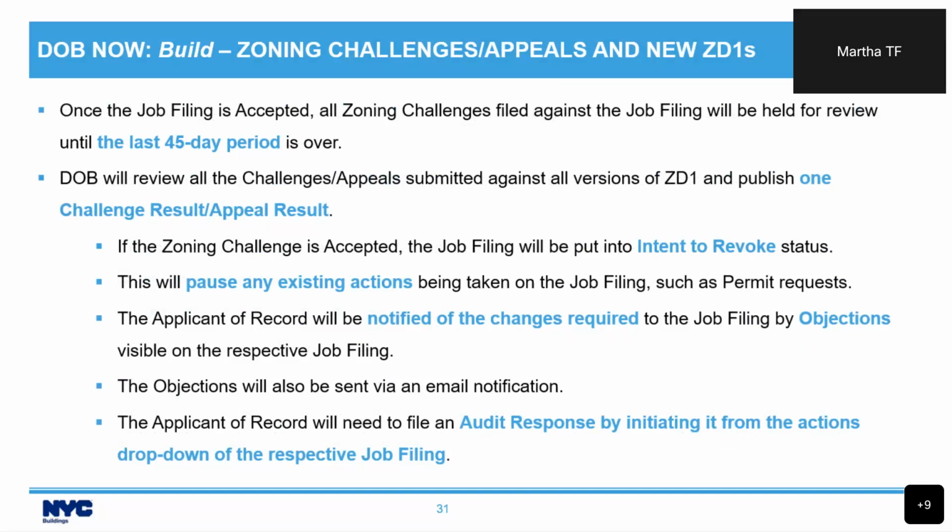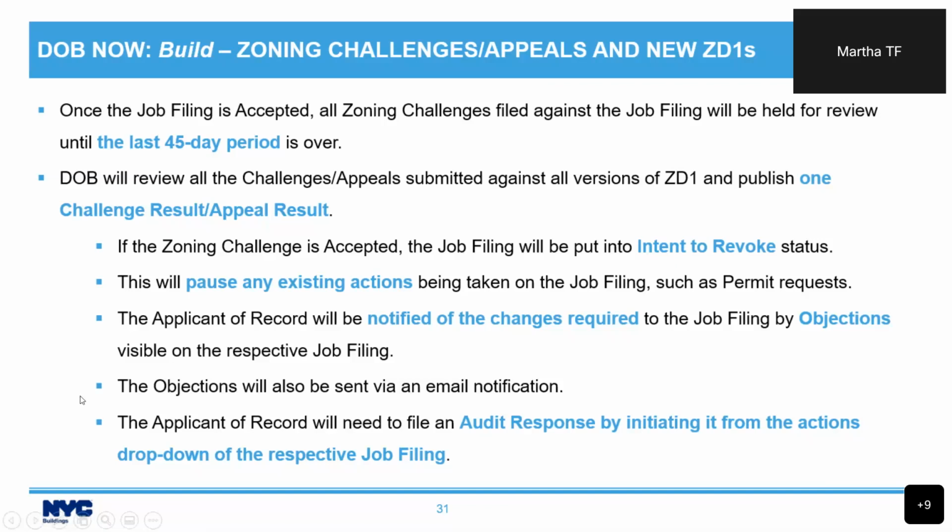If the zoning challenge is accepted, the job filing will be put into intent to revoke status. This will pause any existing actions being taken on the job filing, such as permit requests. The applicant of record will be notified of the changes required to the job filings by objections that will be visible on that job filing. The objections will also be sent via an email notification.